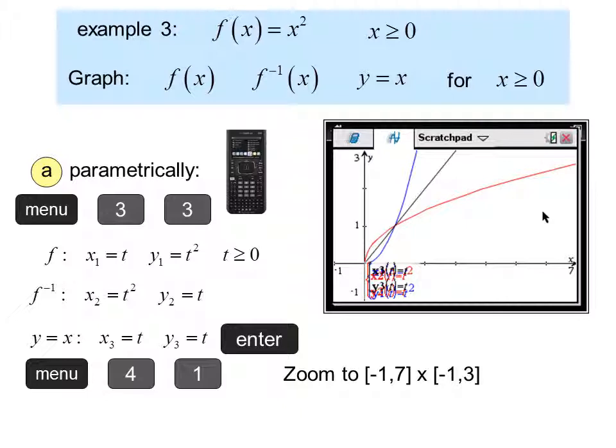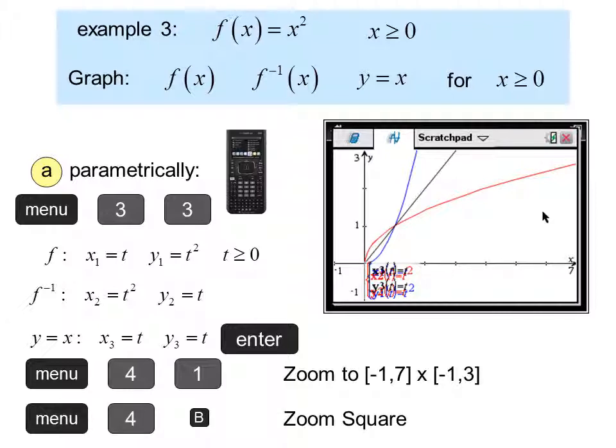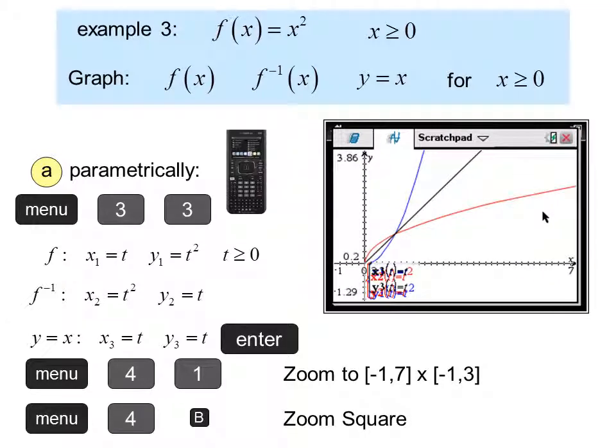Now notice that the horizontal axis and the vertical axis are not the same. So we want to fix that. We hit zoom for B, which is zoom square. That squares it up. And then we can move the equations to make it easier to read.